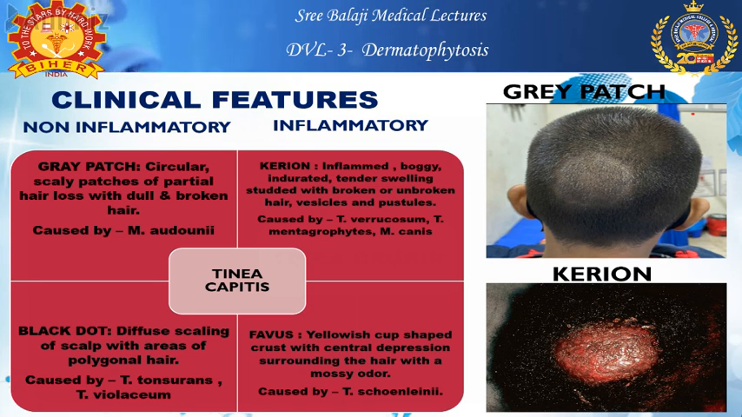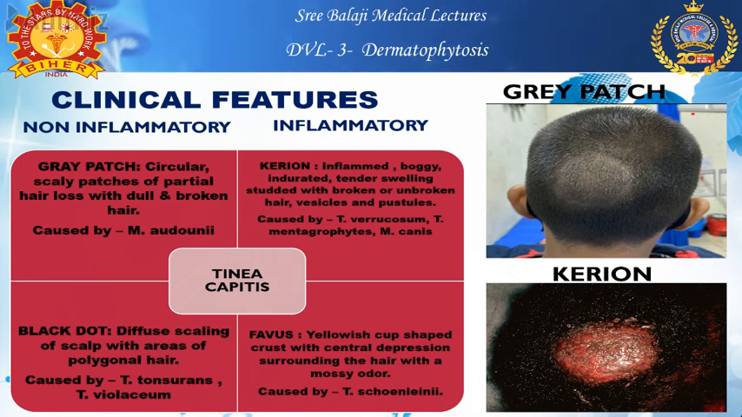Another type is black dot. Another thing I would like to mention here is that in tinea capitis you have two types of invasion of the hair follicle: one is ectothrix type, another is endothrix type. In ectothrix type, fungal spores and hyphae will be present on the surface of the shaft, whereas in endothrix type, the fungus invades the hair and is present inside the hair, including the medulla and the cortex.